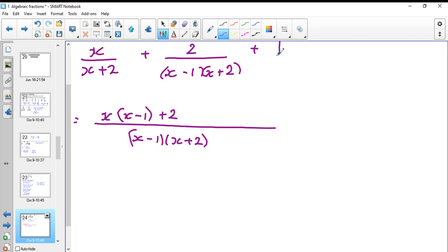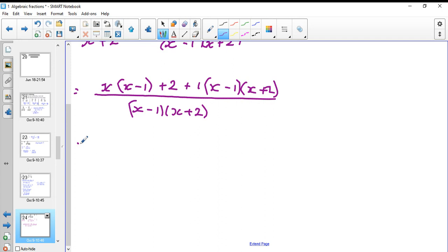And then the 1: if you consider it to have a 1 as the denominator, how do we get from that 1 to that? Well, we need to times by x minus 1, x plus 2. So we multiply the 1 by x minus 1, x plus 2. So that over that, that's just the 1. If there was a different number there, say a 3, you'd just put a 3 there.